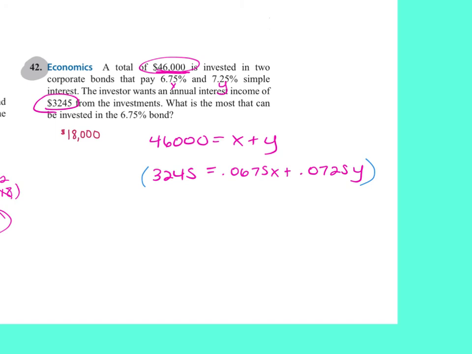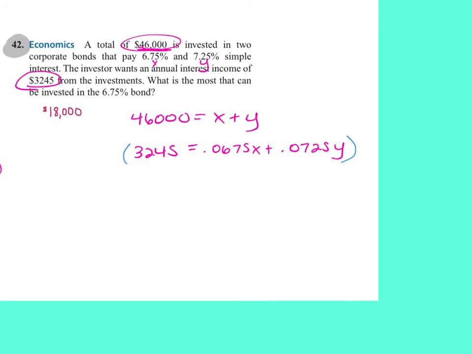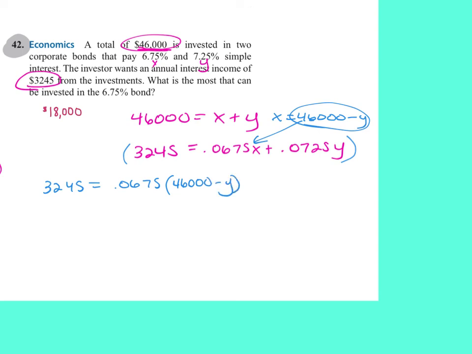So who asked for this one? Amanda, was that you? Yes. How would you have solved it? Substitution or elimination? Substitution. I put X equals 46,000 minus Y, and then I plugged it in. Okay, minus Y. So take this and plug it in here. So 3245 equals 0.0675 times 46,000 minus Y plus 0.0725Y.